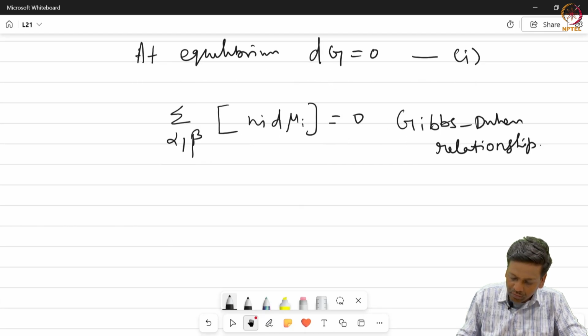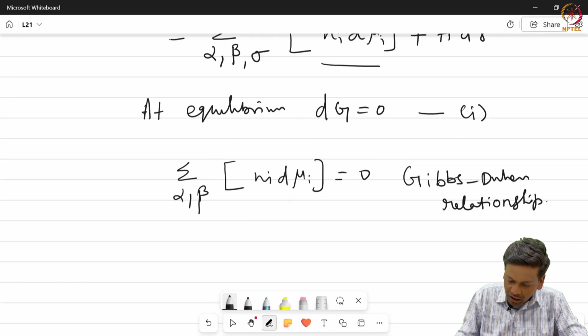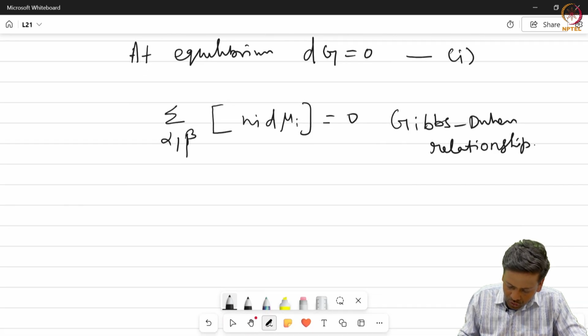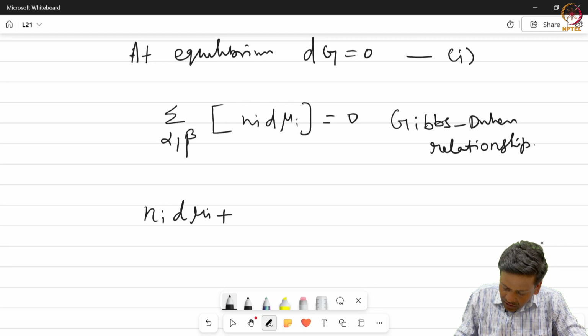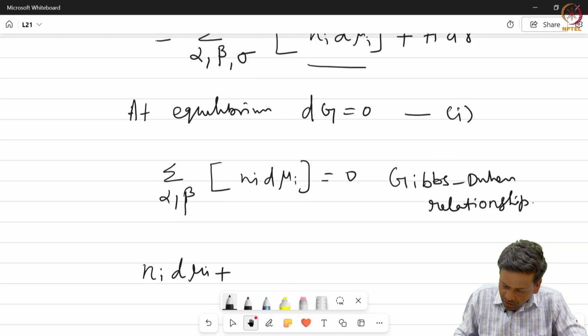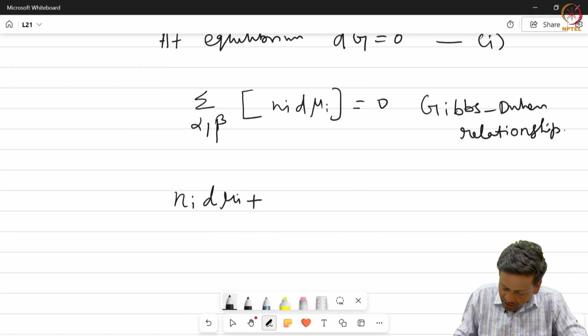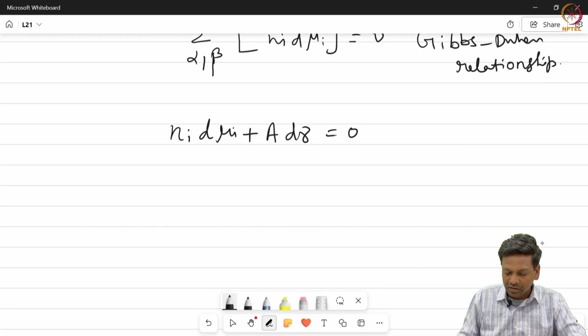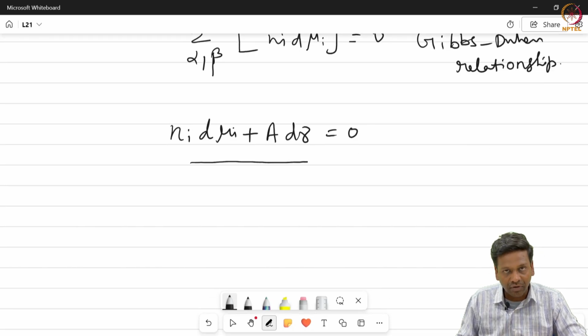But what is left is only one term that is not 0, the one from the surface, from the interface. So, you will have N_i d mu_i plus A d gamma, which is equal to 0. These two terms only will survive now.